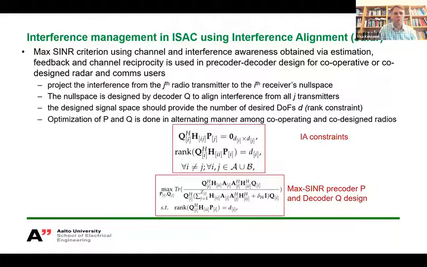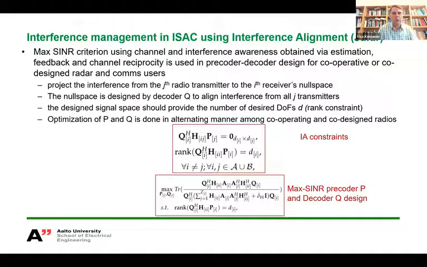So the basic idea is, of course, that if you have a radio transmitter causing interference to either receiver, then the receiver would like to steer this interference into its null space. And then you design this kind of decoder so that it will align the interferences for all J transmitters into this low dimensional subspace. So you create a subspace that is like an interference junkyard, and you want to steer these interferences from different transmitters to that junkyard.